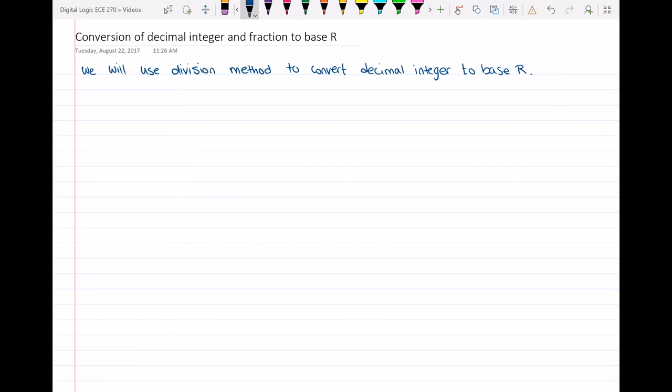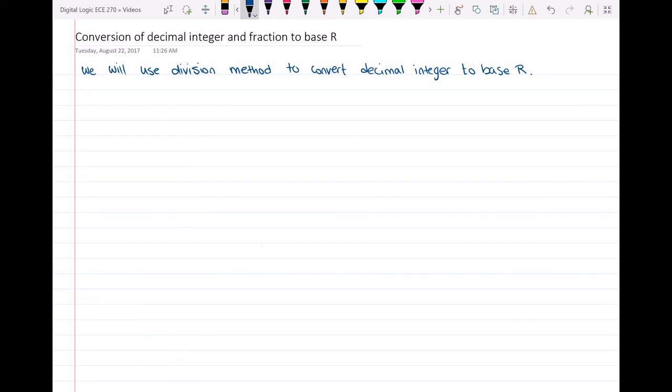So in this video I'm going to talk about the conversion of decimal integer and fraction to base R. First we'll start with decimal integer. I will give you the method to convert it to base R, and then we'll go ahead and do the conversion for the fraction, the decimal fraction to base R.